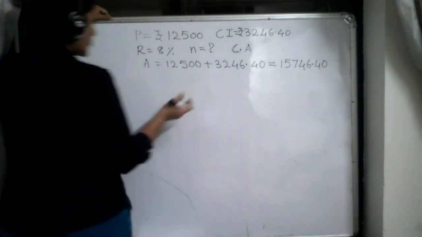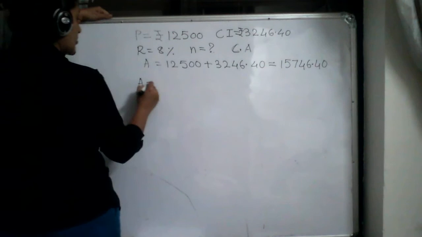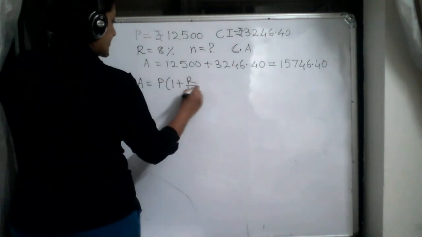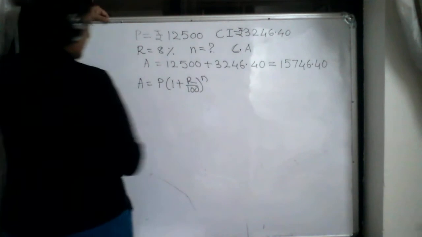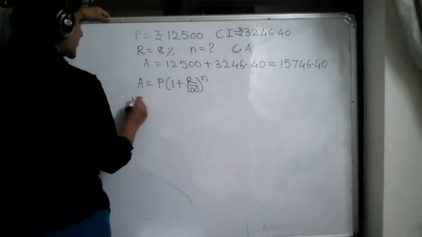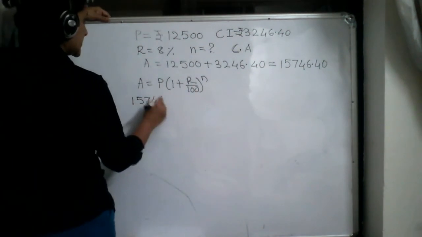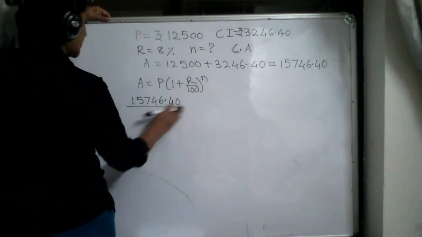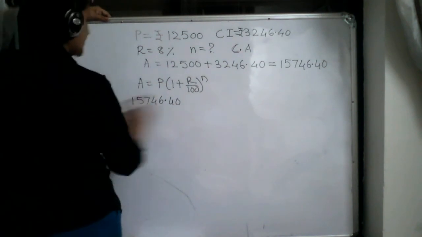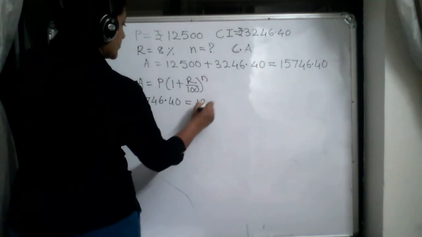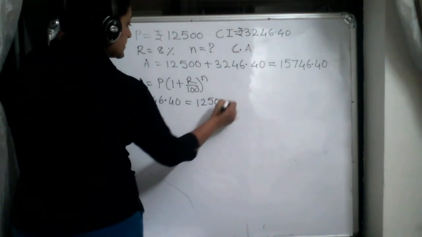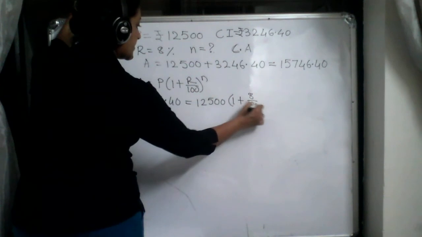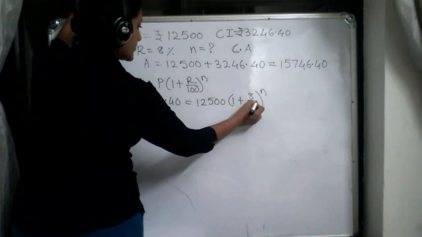Okay, why did I find this? Because we have the formula with amount. Amount is equal to P into bracket 1 plus R upon 100 to the power n. Now we know the amount, 15746.40 is equal to P, 12500 into bracket 1 plus 8 upon 100 to the power n. N is what we have to find.